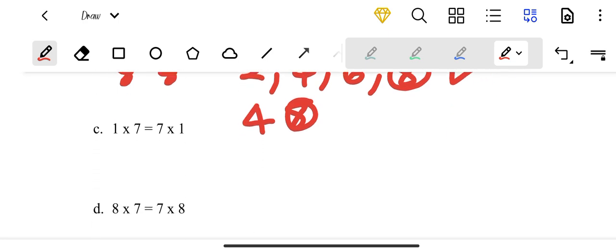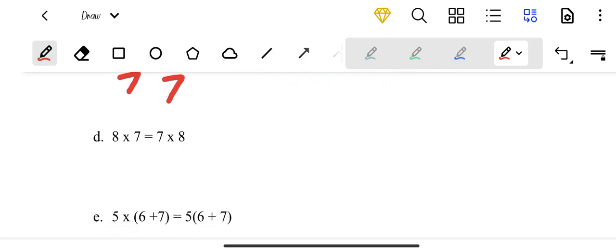So C says 1 multiplied by 7 is also equivalent to 7 multiplied by 1. How do we prove that? 7 times 1 is 7. 1 times 7 is 7. So 7 times 1 is equal to 7.